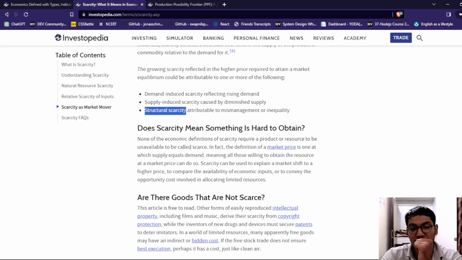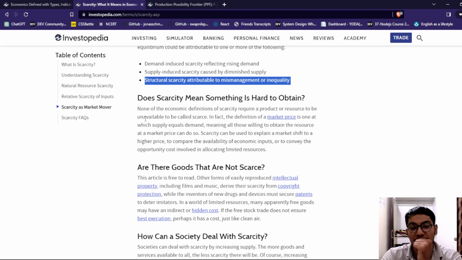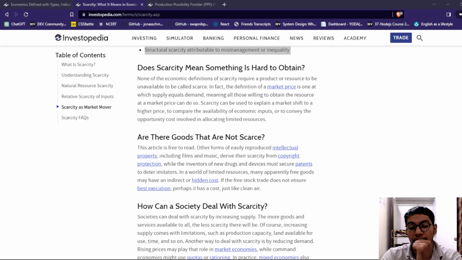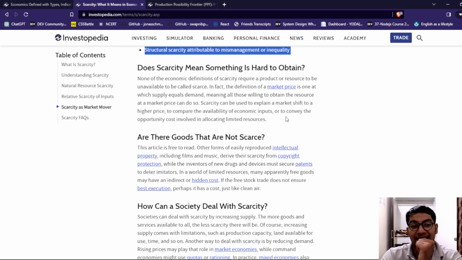Structural scarcity is attributed to mismanagement or inequality. Does scarcity mean something is hard to obtain? None of the economic definitions of scarcity require that a product or resource is unavailable to call it scarce. In fact, the definition of a marketplace is one where supply equals demand, meaning all those willing to obtain resources at the market price can do so.